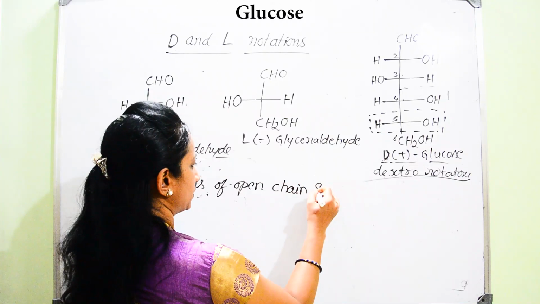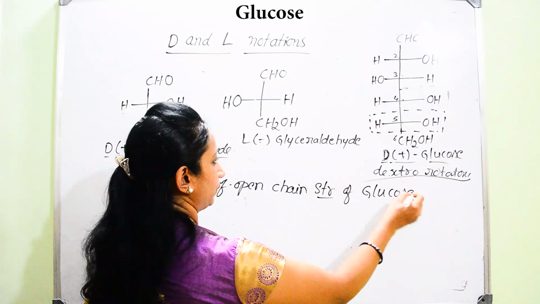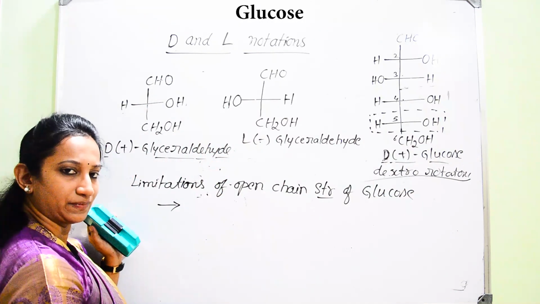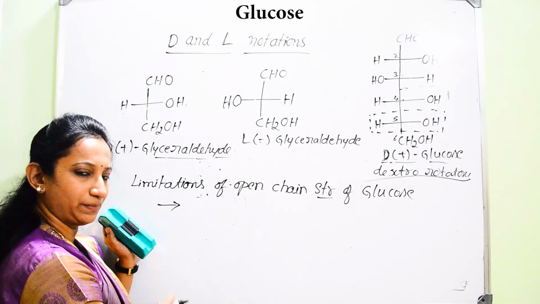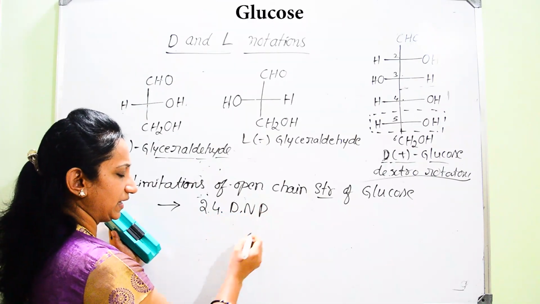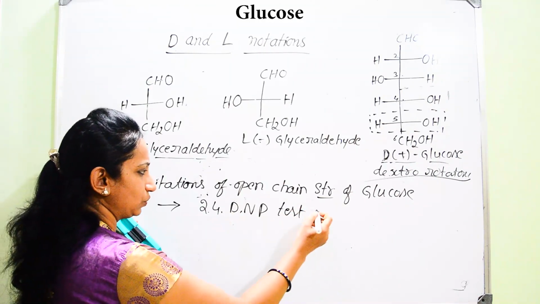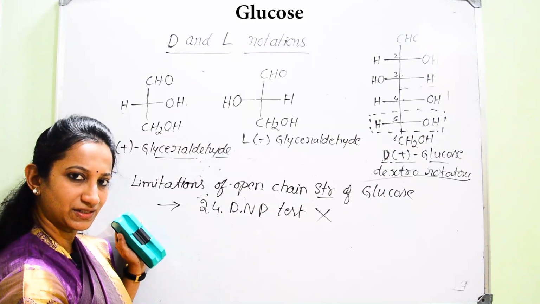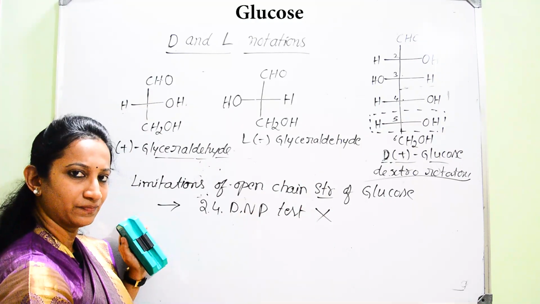Limitations of the open chain structure of glucose. Which are those limitations then? So the very first limitation: aldehydes can easily answer the 2,4-DNP test, the 2,4-dinitrophenylhydrazine test. Glucose will not answer this 2,4-DNP test. It will not react with this 2,4-DNP reagent to give a yellow, orange or red precipitate like aldehydes.